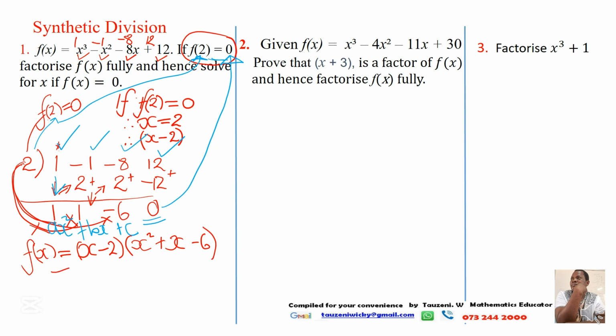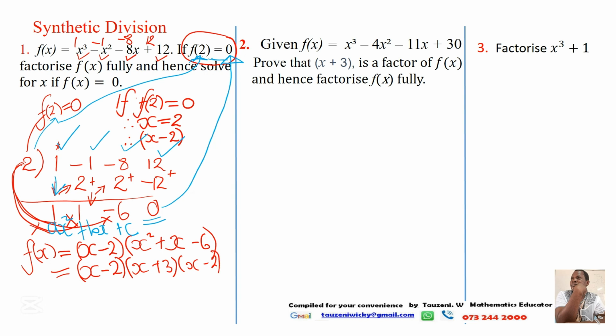Then to complete your factorization, you go ahead and factorize the quadratic part to produce 2 more brackets. So this will give us x plus 3 factor of x minus 2. Then we have fully factorized the quadratic function.